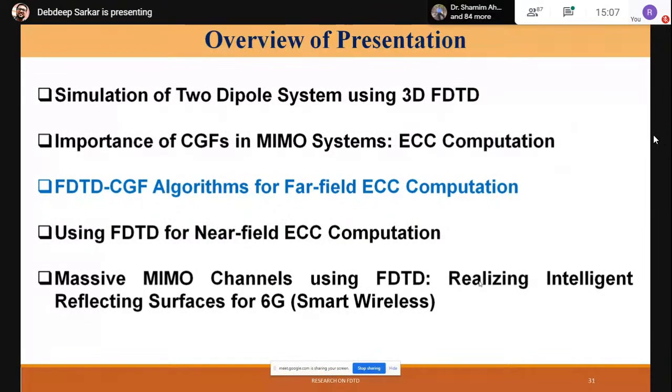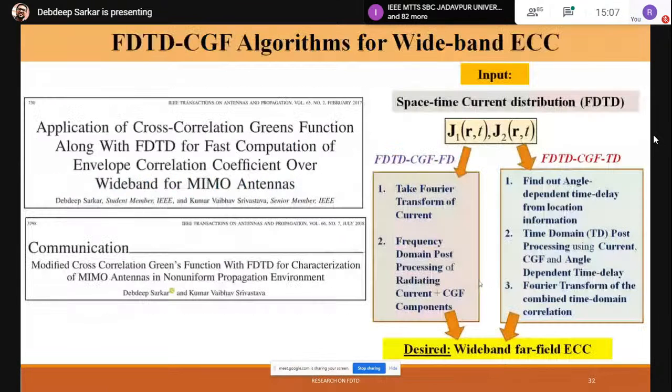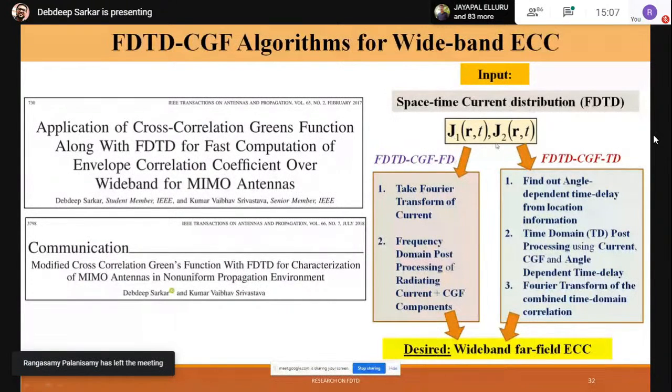In fact, I think even today, the wideband ECC computation requires the field-based approach, which is fine. It will help you in the design process and all. But there are ways, and probably this will be implemented later on, to use this algorithm with any time domain current. You can use our algorithm and the knowledge of CGF to find out the far-field envelope correlation coefficient. So these are the papers that we worked on, a couple of transactions a few years back, in 2017 and 2018, where the idea was pretty simple.